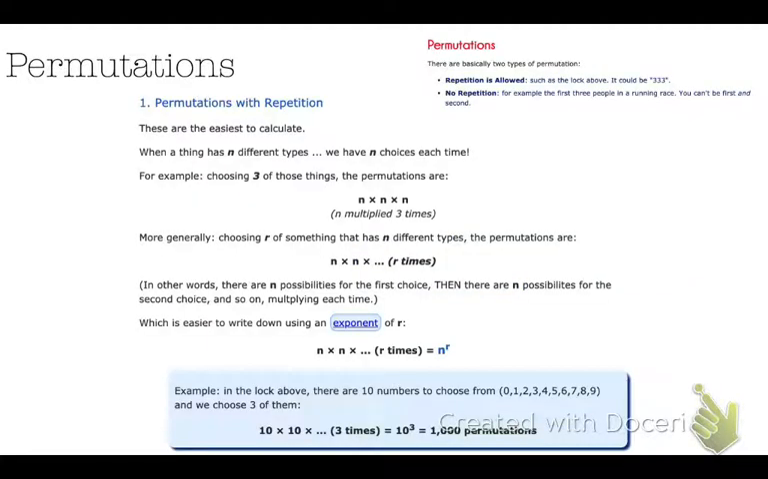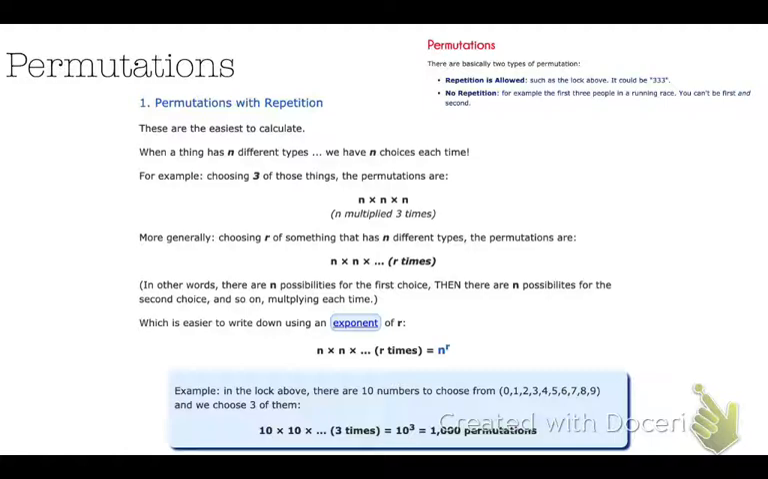Okay, so permutations with repetition are the easiest to calculate. When a thing has n different types and we have n choices each time, so for example, if we're choosing 3 of those things, the permutations are n times n times n. So it'd just be n to the rth power. And I'll go through some examples here.